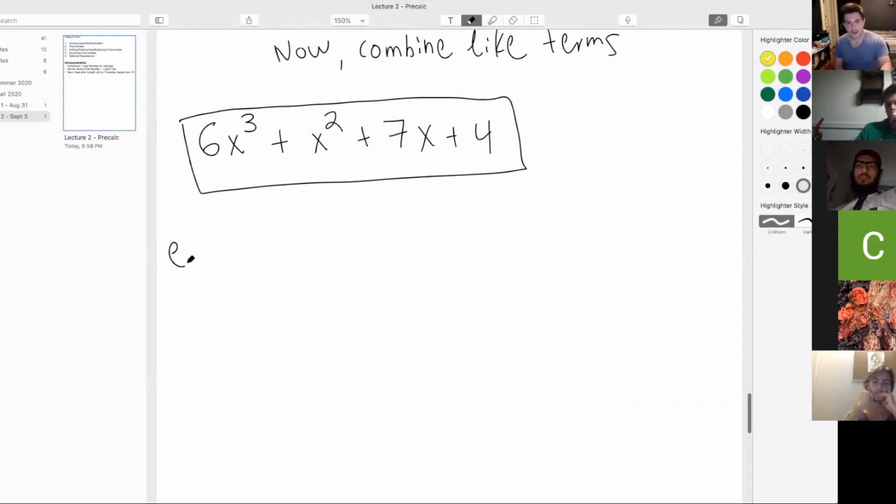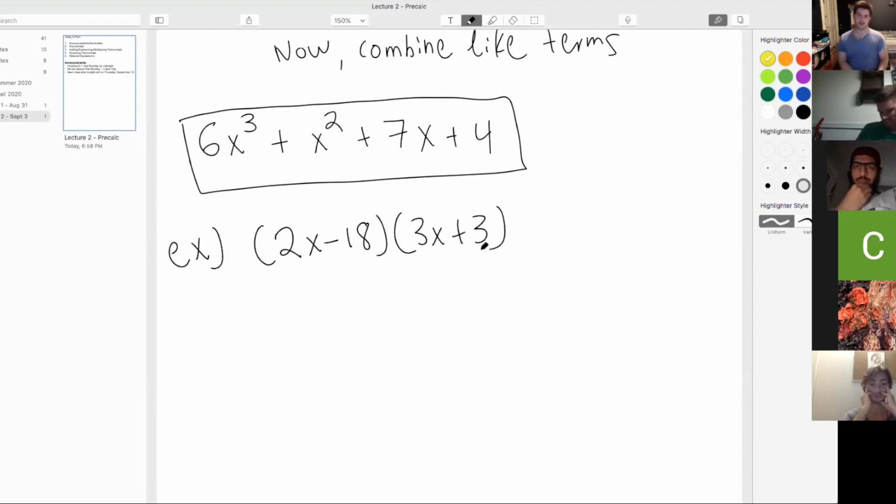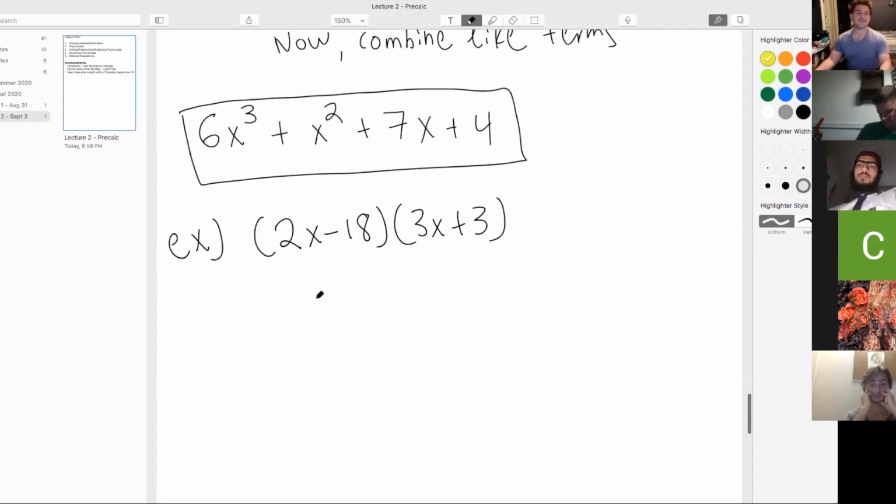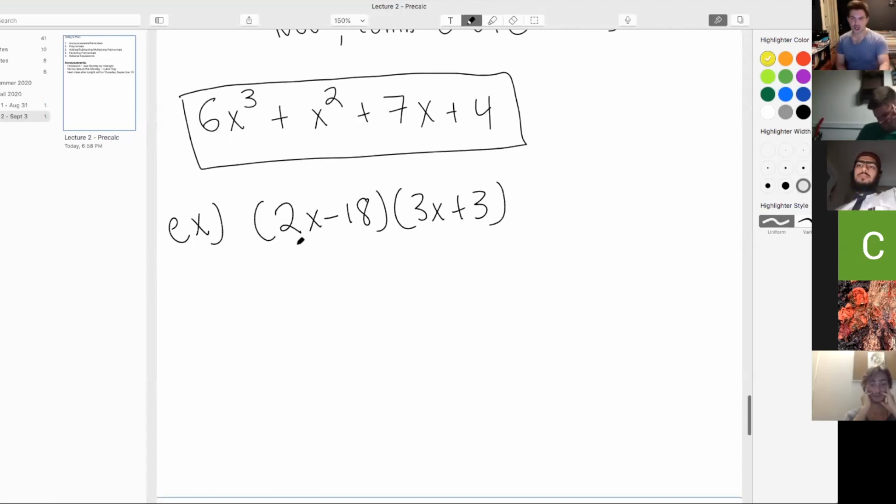Okay. All right, next. 2x minus 18 multiplied by 3x plus 3. Okay, so same deal as before. You multiply each term of the first guy by each term of the second guy. So first you do 2x multiplied by 3x. That will give you 6x squared.